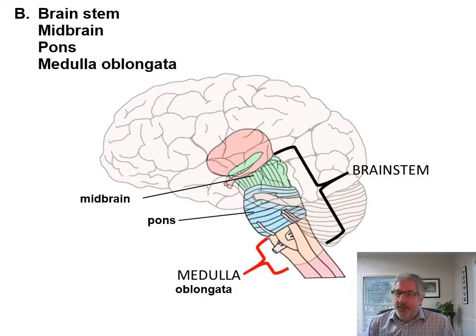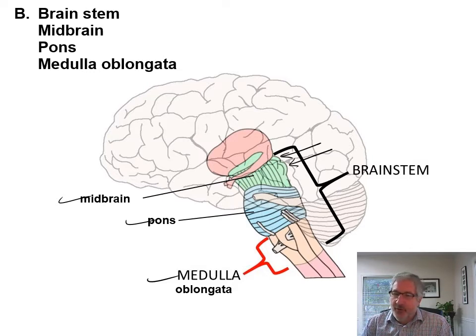So here's the brain stem. The brain stem is made up of three parts: the midbrain, the pons, and the medulla oblongata. So this is the brain stem. The green is the midbrain. You'll see these little bumps on the back, right there and right there. They're paired, so there are actually 4 bumps. That's part of the midbrain, called the corpora quadrigemina. We're going to look at those in a second.